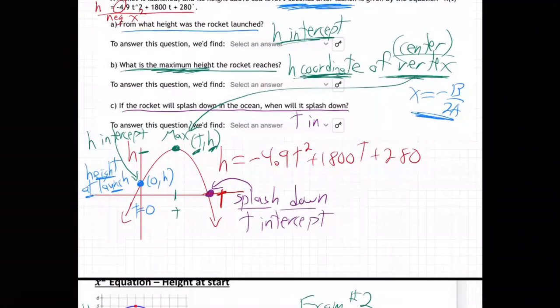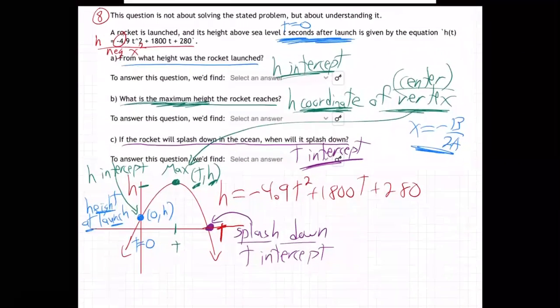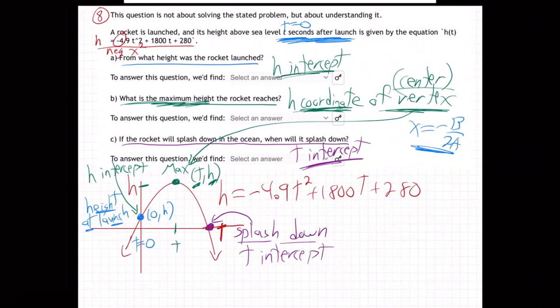That's what they want from us answer-wise here: the t-intercept. Those are the words. And how would you actually find that? On the next problem, I want to actually find it. You just let h be 0 because the height is 0, and you solve for t. Because the height is 0 when it splashes down. Find the time when that happens. When will the splash happen? We'll do that on the next problem. For now, they just want those words. There we go. Questions on that one?